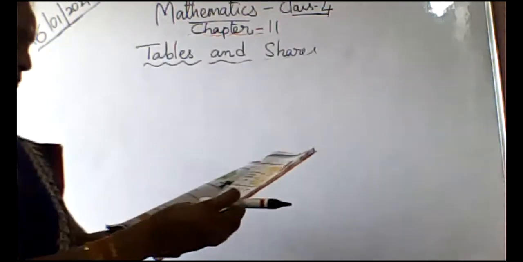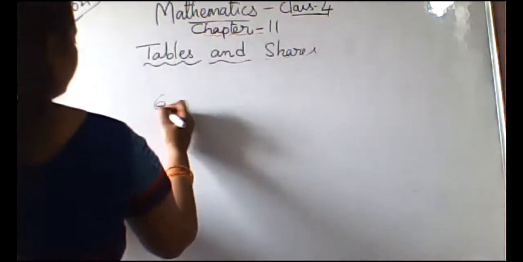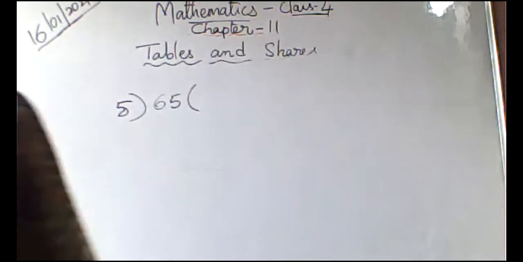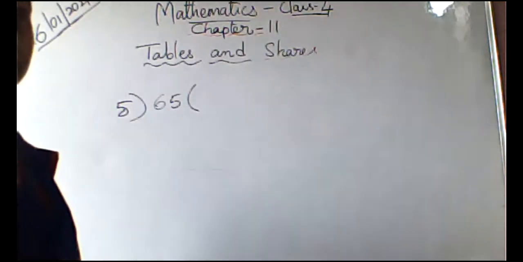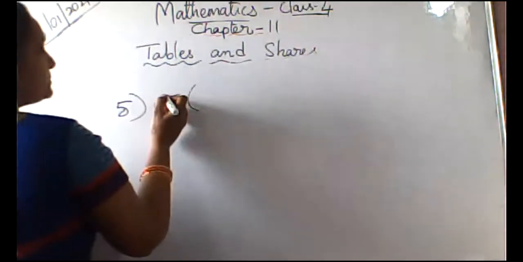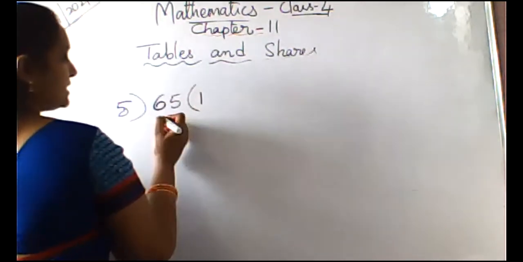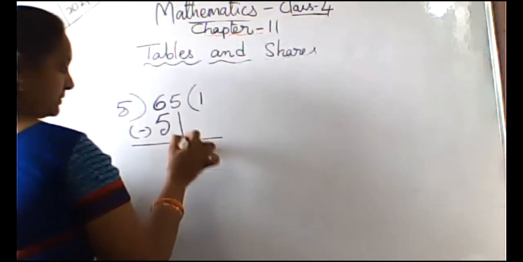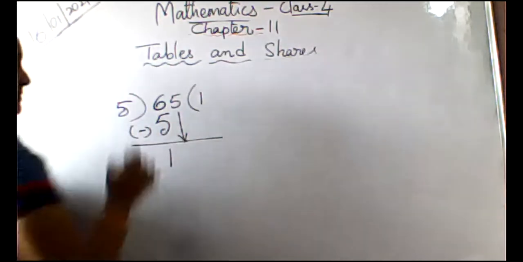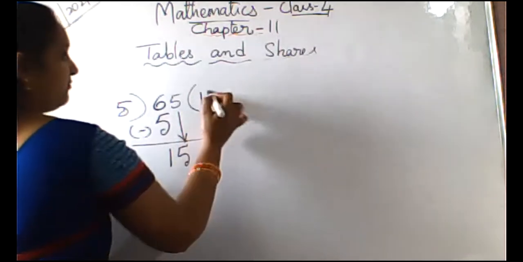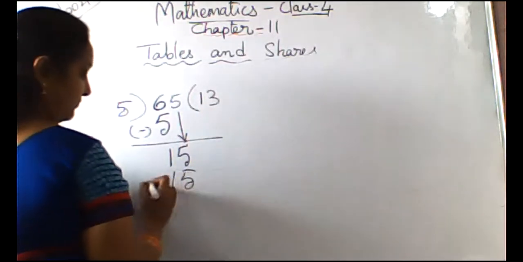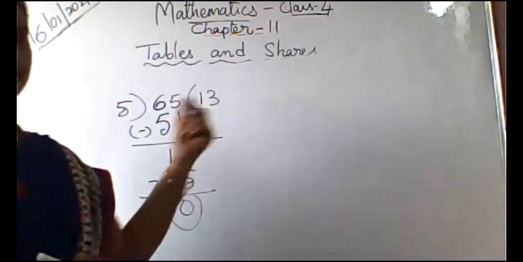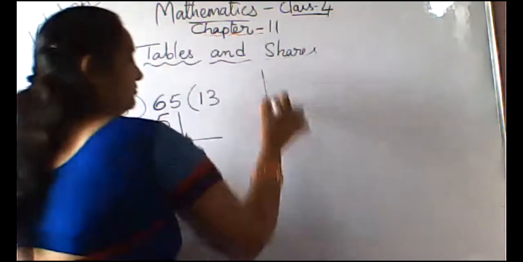So 65 divided by 5. Try this. So how many times will it go? In 6, 5. 5 ones are 5. 6 minus 5, 1. Get down the next digit. 15. 5 3s are 15. So what is the quotient here? 13 is the quotient.